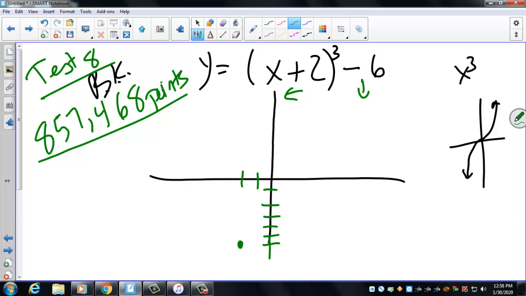What is the y-intercept? It's not -6, because -6 is over here and it's not touching the y-axis. I want to know, where does it touch the y-axis?